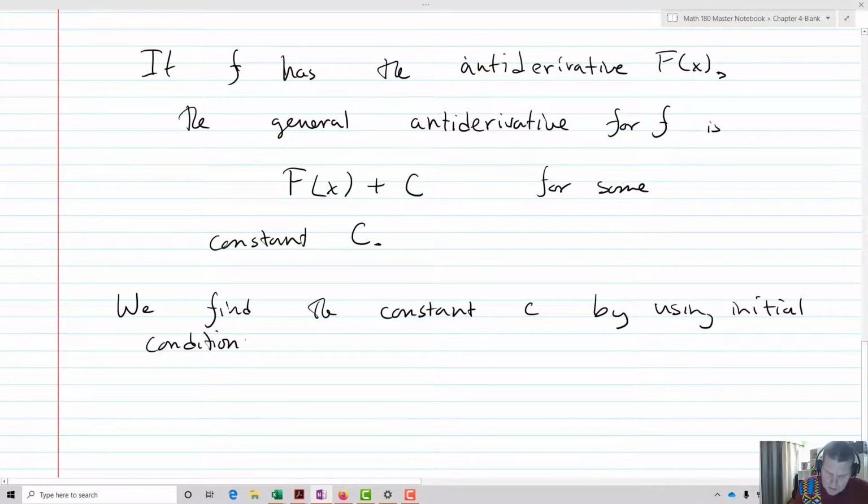Okay? And we talked a little bit about differential equations before. Well, a differential equation is essentially a derivative, f, combined with an initial condition that will allow us to get back the entirety of the antiderivative. It gives us back big F of x plus c.